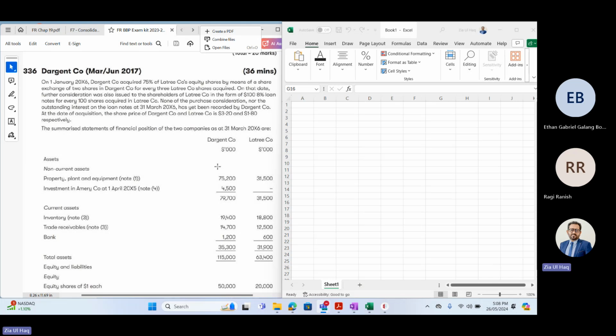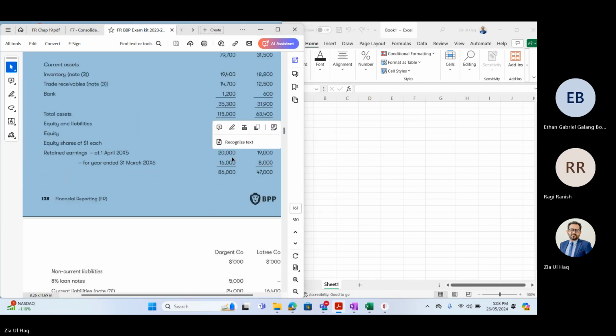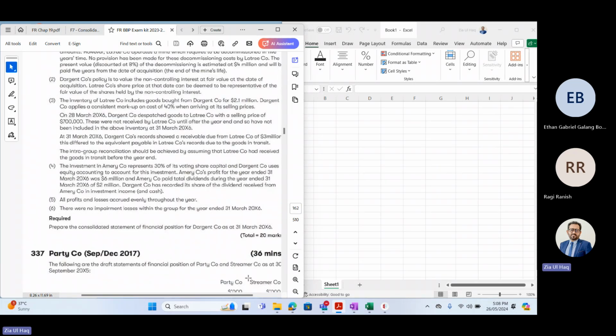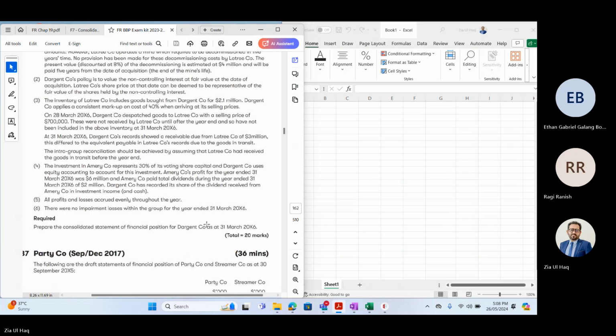So what you need to do, requirement: prepare consolidated statement of financial position for Dargent company as at 31st March 20x6. Dargent company 31st March 20x6 consolidated statement of financial position.